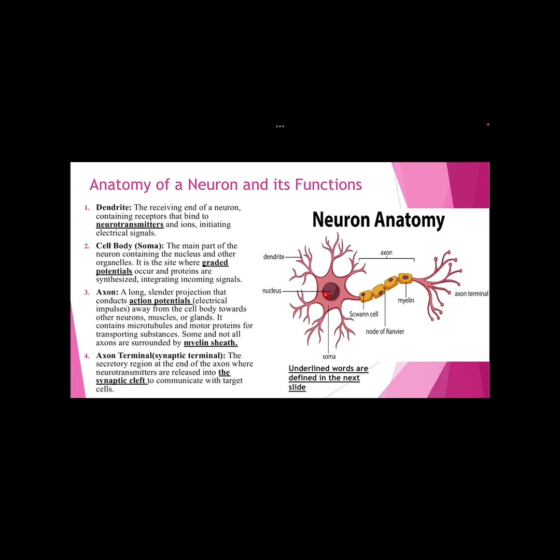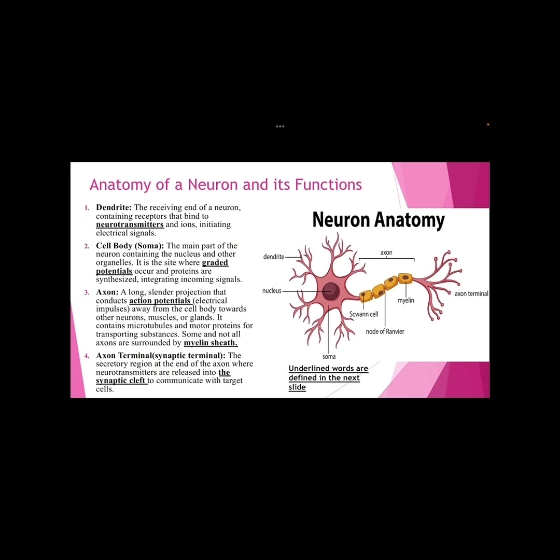So the signal will be transmitted to the dendrite and then the cell body and then to the axon. The axon here is a long slender projection that conducts action potential. As we said, the graded potentials were present inside the cell body. They added up to form an action potential that is transmitted throughout the axon. And note that not all the axons are surrounded by myelin sheath. We have some myelinated and some unmyelinated axons. And then lastly, the signal will reach the axon terminal, and then the axon terminal, as we said, will release a neurotransmitter. We said that this neurotransmitter will be released to send the signal to another neuron.